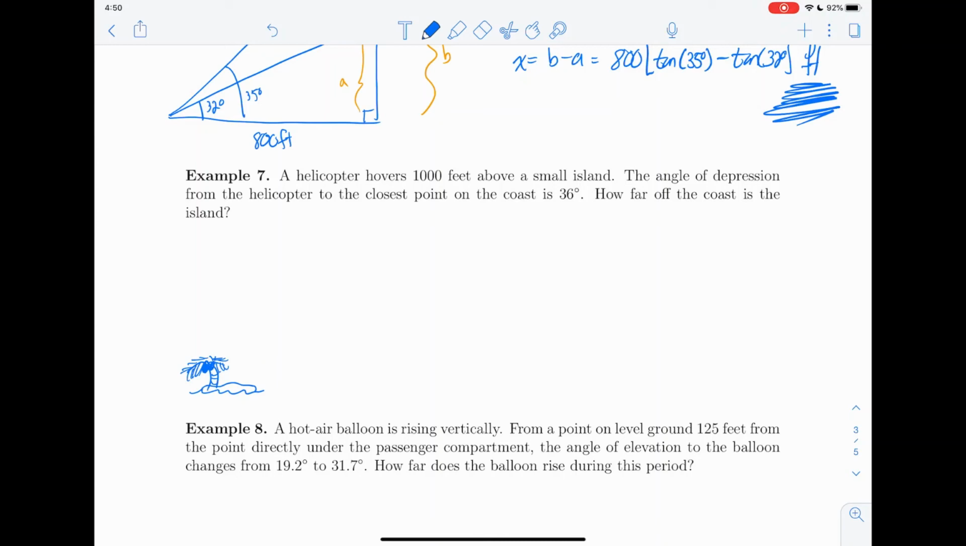Anyway, there's a helicopter 1,000 feet above the island. So 1,000 feet above the island, there is a helicopter, which again, we're also going to draw. Why not? So we might have something that looks like this.